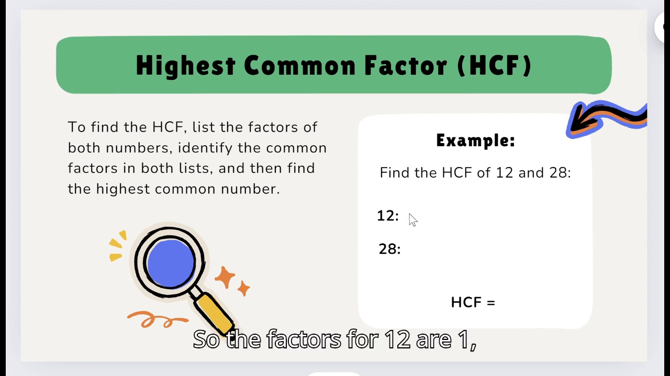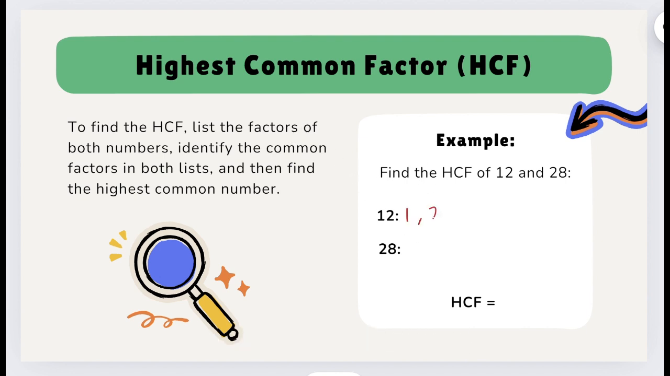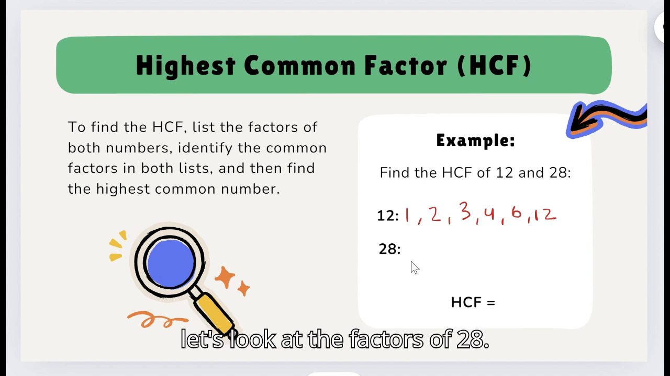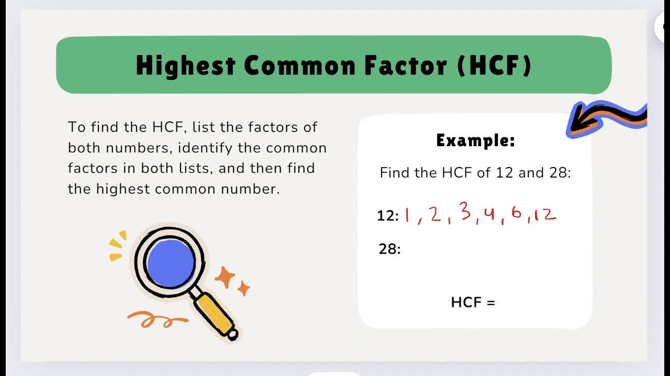So the factors for 12 are 1, 2, 3, 4, 6, and 12. Now let's look at the factors of 28. The factors for 28 are 1, 2, 4, 7, 14, and 28.